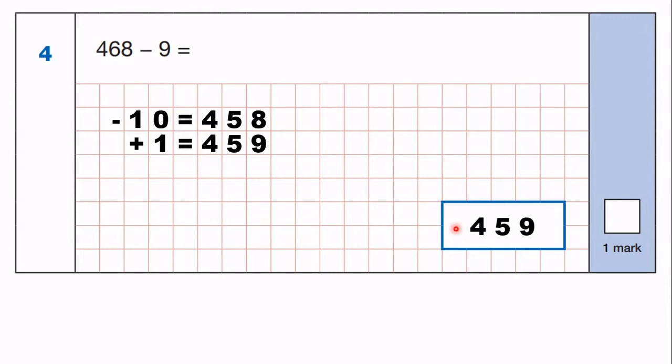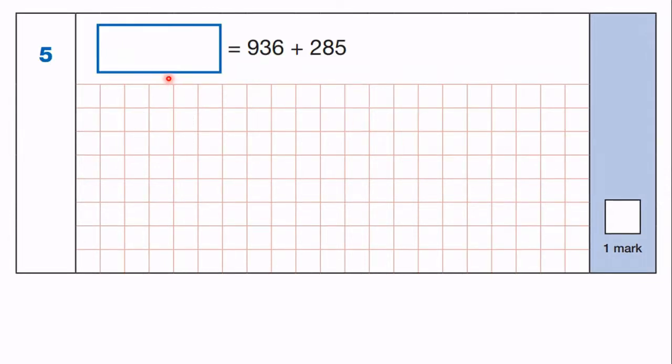The other way to subtract a single-digit number is to subtract so you get to the previous multiple of 10, so subtracting 8 gets us to 460. Then, if we've subtracted 8 and we need to subtract 9, we need to subtract 1 more, and that gets us our answer.